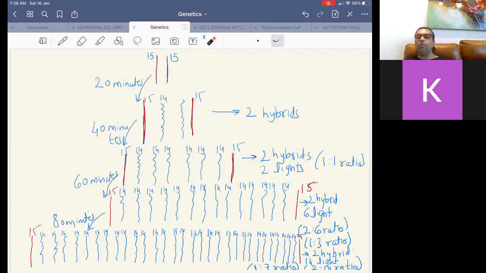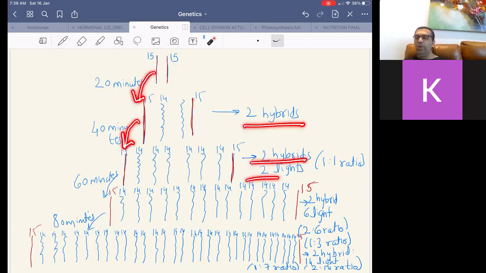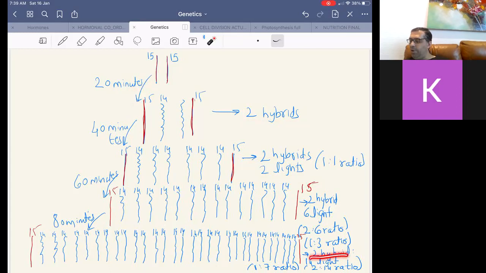So what is this continuously proving? The DNA is replicating by the semi-conservative method of replication. This is asked very often in NEET: what do we get after 20 minutes of 15 grown in 14 medium? Two hybrids. After 40 minutes? Two hybrids, two lights. After 60 minutes? Two hybrids, six lights. After 80 minutes? Two hybrids and 14 lights.